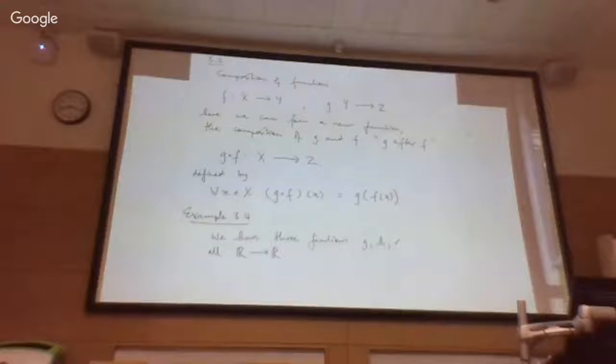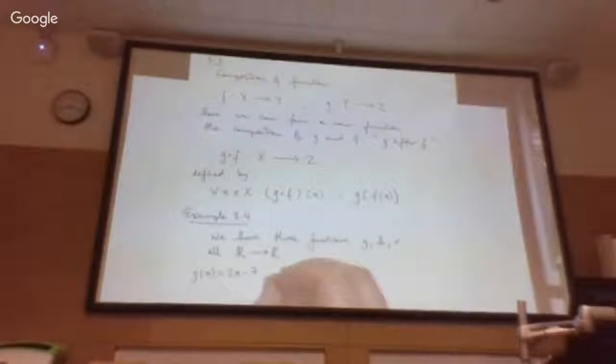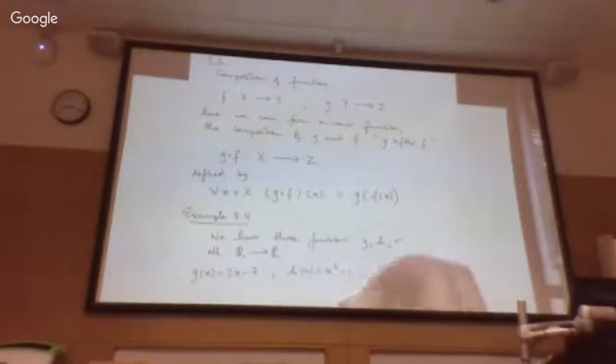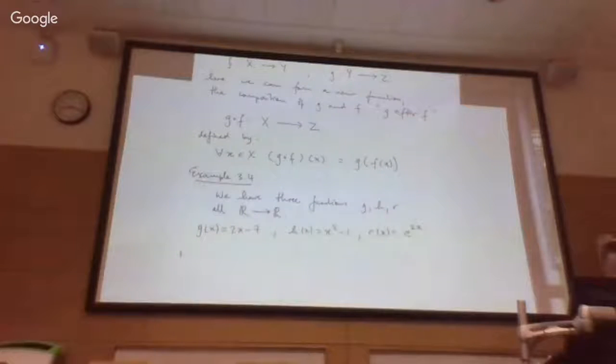And then the question there is, well, we have these formulas for them, so here I'm just copying out the question, just to get it all on the page. g of x is 2x minus 7, h of x is x squared minus 1, and r of x is exponential of 2x. So the question simply asks, obtain formulas for each of the following compositions.